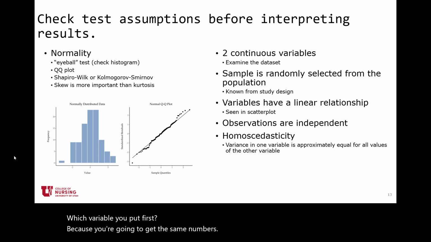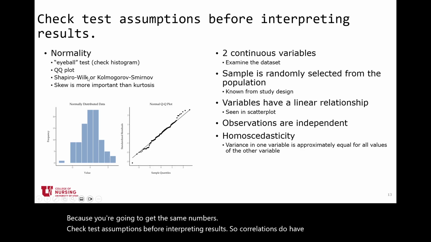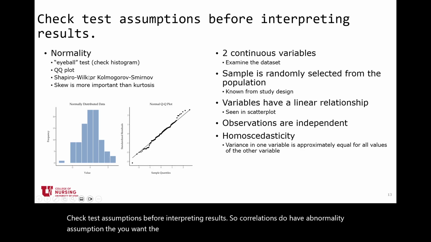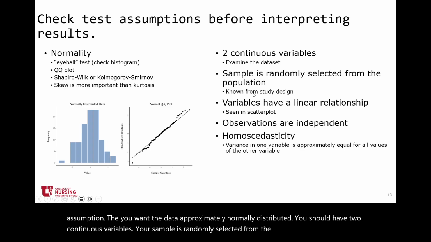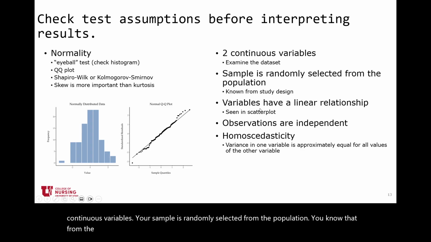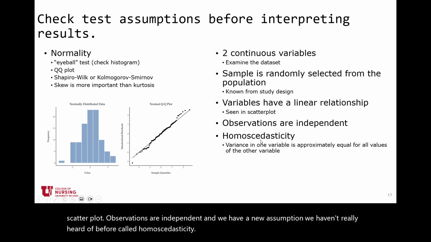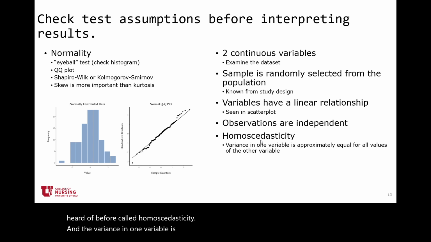Check test assumptions before interpreting results. So correlations do have a normality assumption. You want the data approximately normally distributed. You should have 2 continuous variables. Your sample is randomly selected from the population. You know that from the study design. Variables have a linear relationship. You're going to see that in the scatter plot. Observations are independent. And we have a new assumption we haven't really heard of before called homoscedasticity. The variance in one variable is approximately equal for values in the other variable.